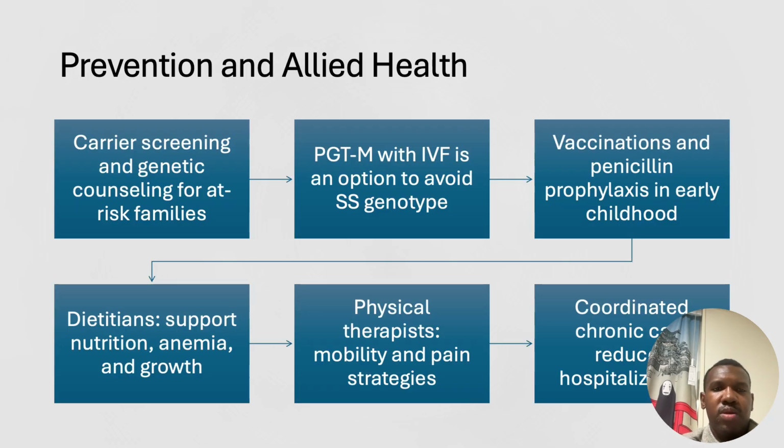Prevention is critical. Carrier screening and genetic counseling help families make informed decisions, and preimplantation genetic testing can prevent transmission. For children, vaccines and penicillin prophylaxis are lifesaving. Dietitians play a huge role in supporting growth and managing anemia. Physical therapists help with mobility and pain management. In truth, sickle cell care is a team effort. And when prevention and chronic care are done well, patients need fewer hospital visits and live fuller lives.